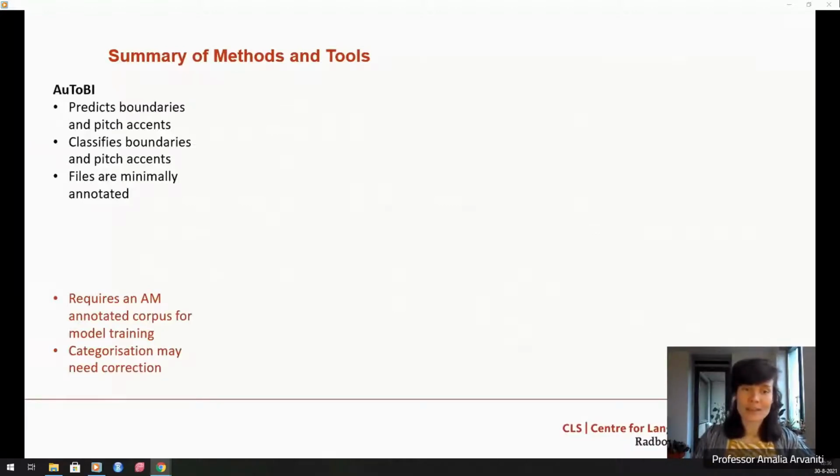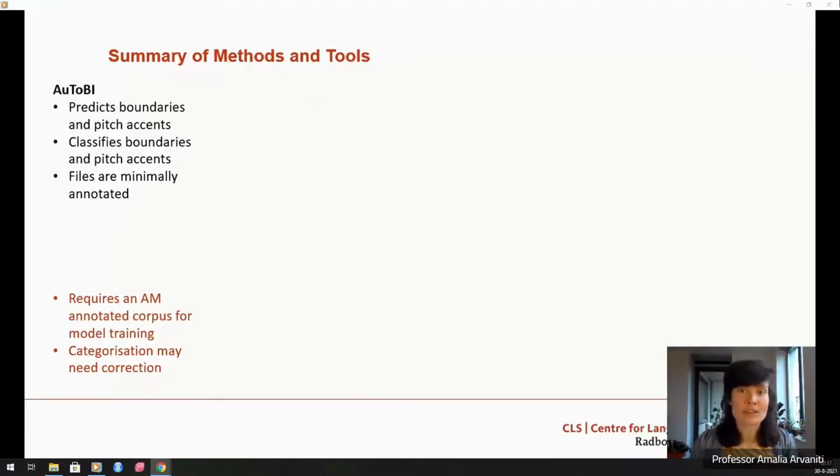Starting off with Autobi, it predicts boundaries and pitch accents and classifies these boundaries and pitch accents for mainstream American English. This is using the mainstream American English ToBI system and the ToBI labels. The files need to be minimally annotated to put into the ToBI system. You need WAV files and you need text grids that are word segmented. If you would like to use this system for a language other than English and you would like to have the labels annotated, you do require an AM annotated corpus to train the model. That is, you need to be working on a language that has an AM annotation system described and that has been applied to a corpus of data that you can then use for model training.